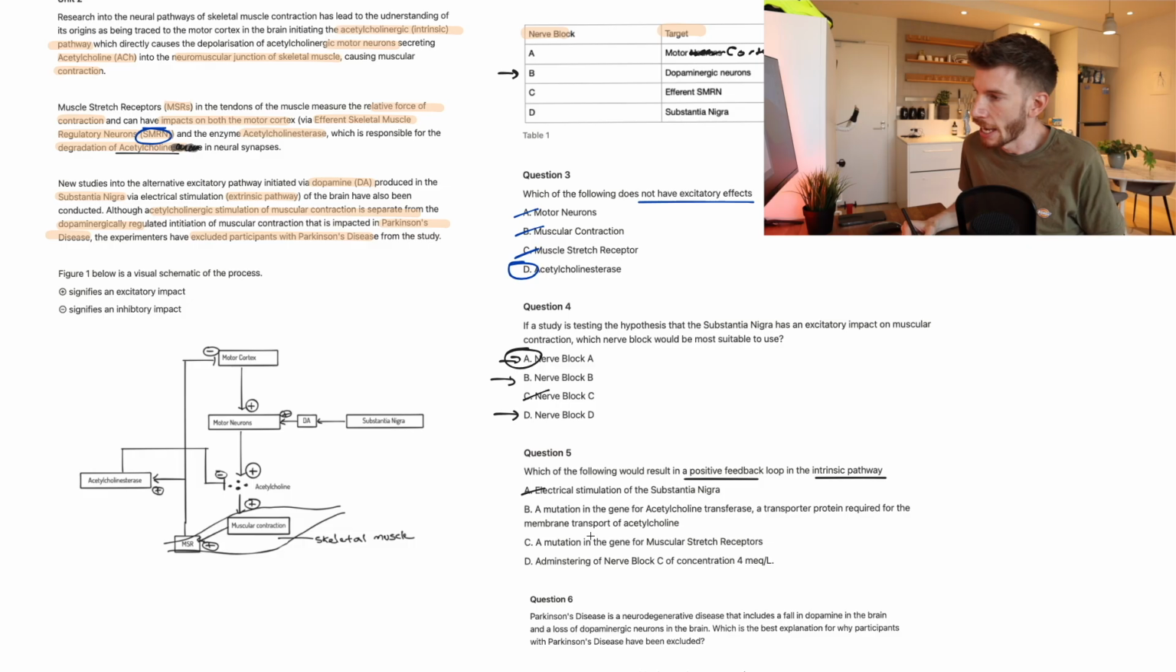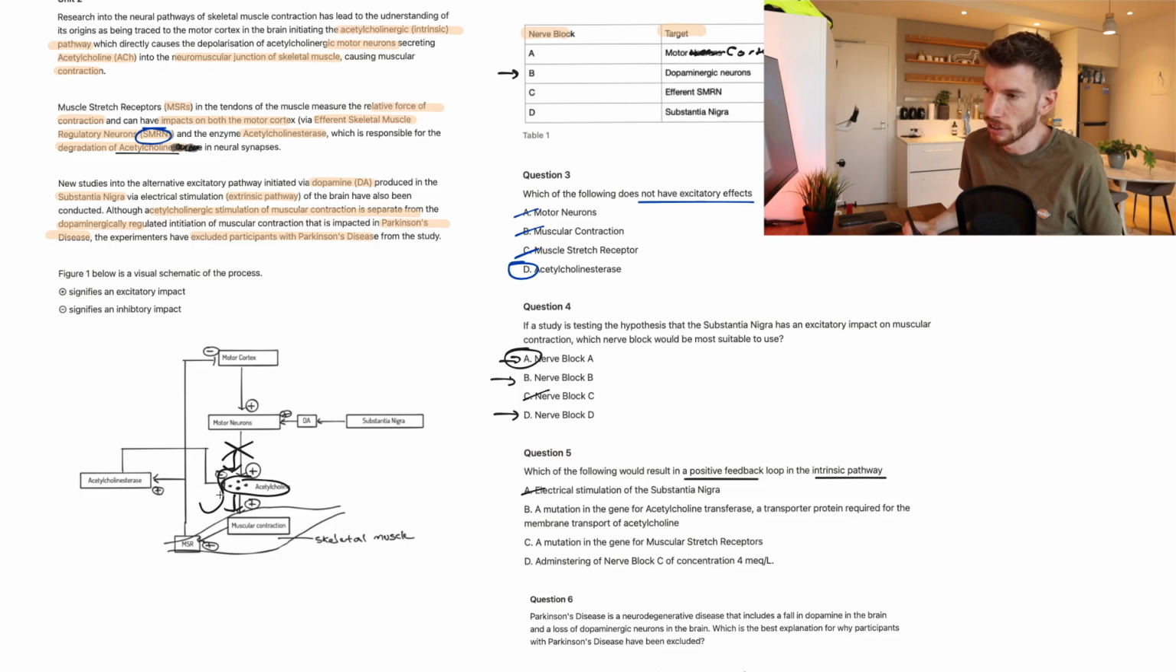So with B, a mutation in the gene for acetylcholine transferase, a transporter protein required for the membrane transport of acetylcholine. So where did we see acetylcholine? We see it here, and it says a mutation in the gene that is allowing it to actually transport across membranes. So anything to do with its communication here, particularly probably its release from the motor neurons, isn't going to be able to happen anymore. So what you'd be doing there is removing this pathway and then blocking everything else downstream. And that includes everything connected to it.